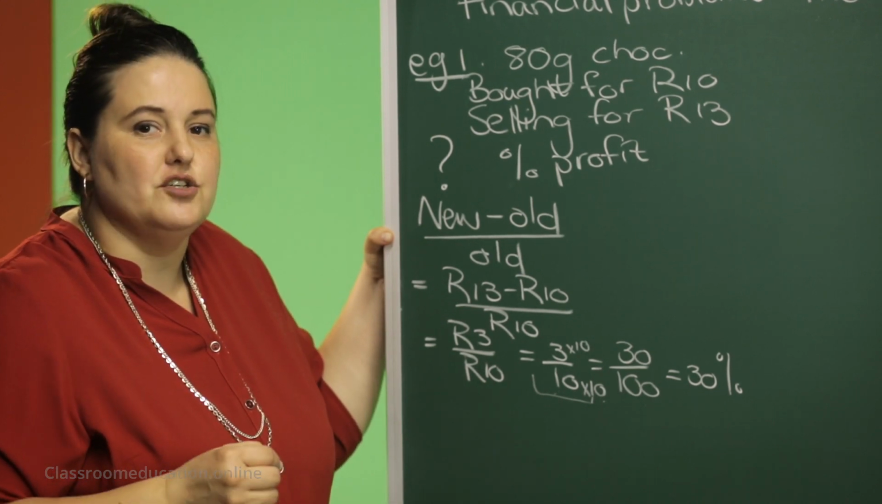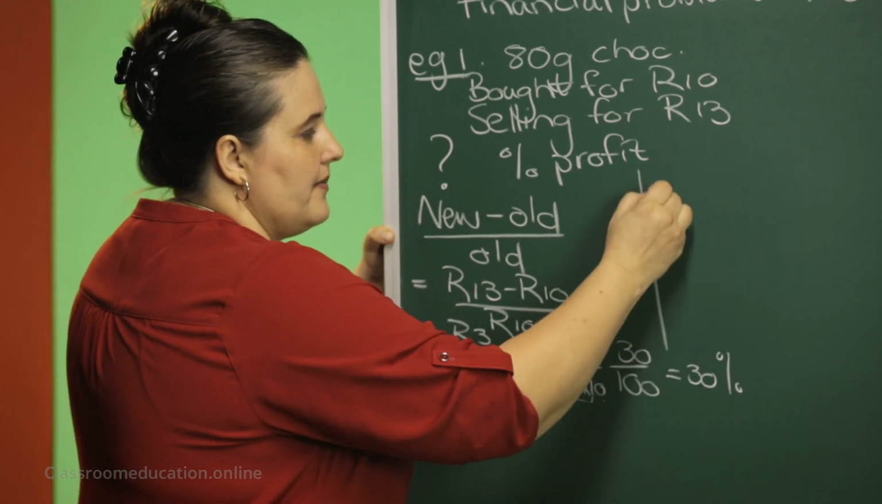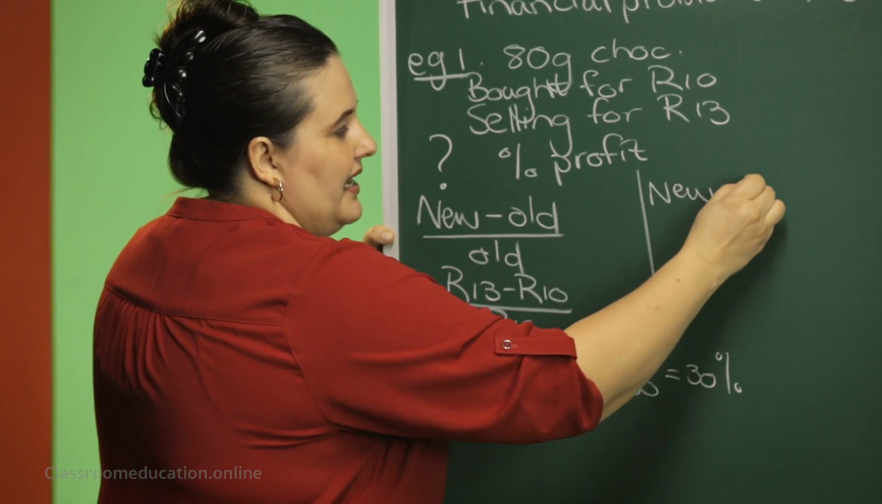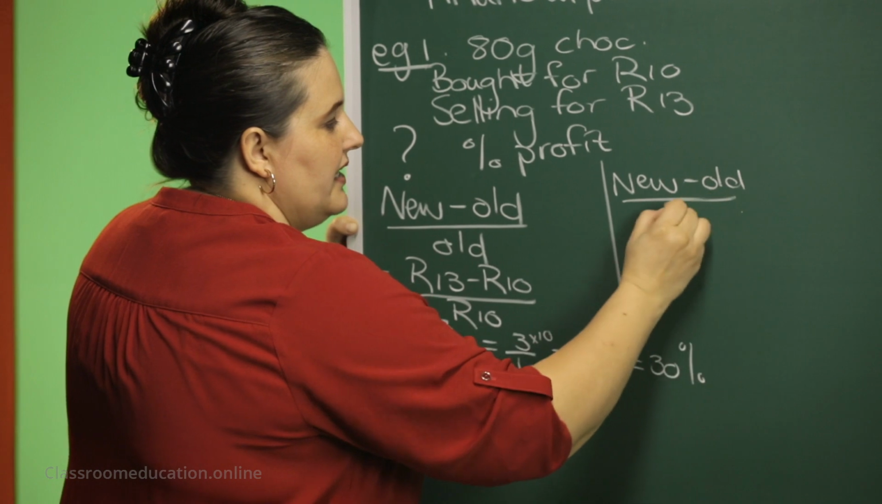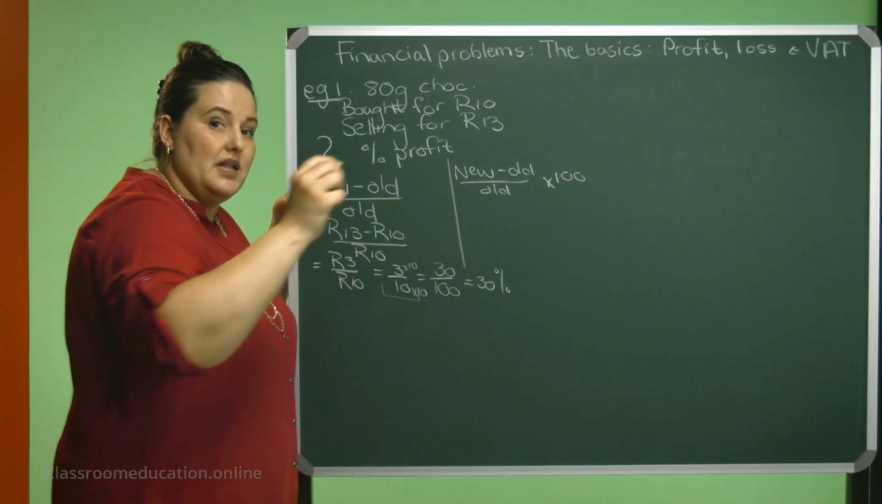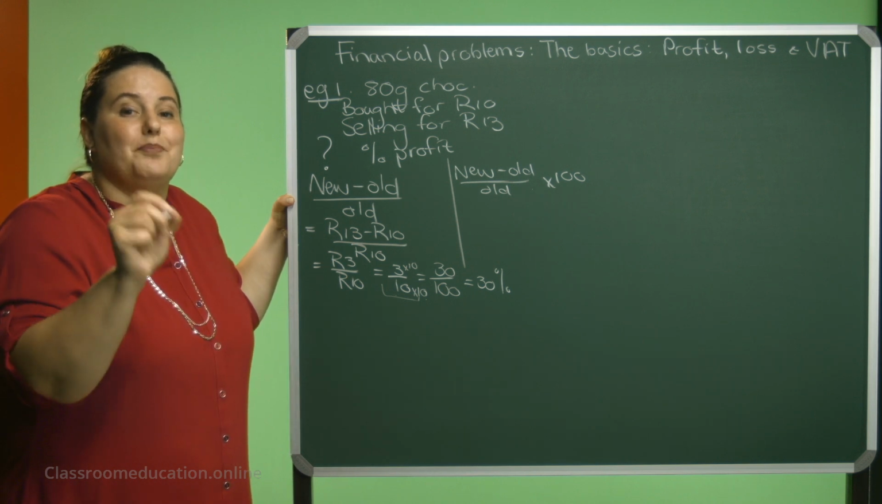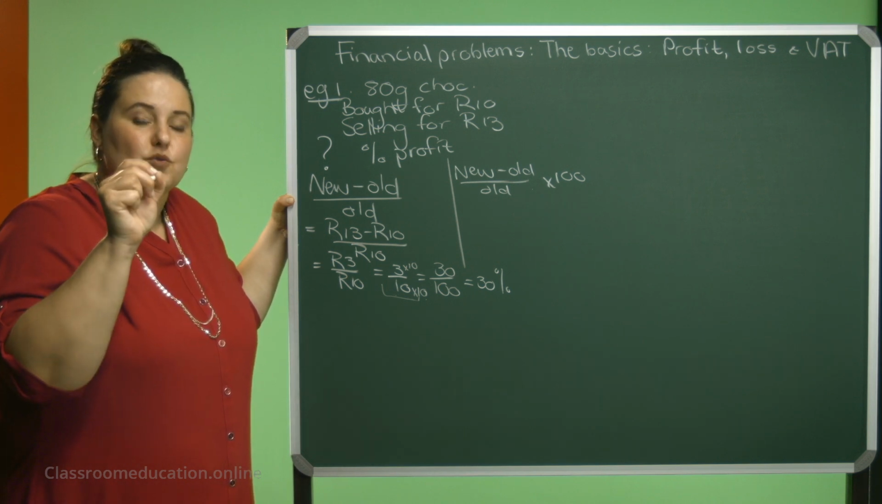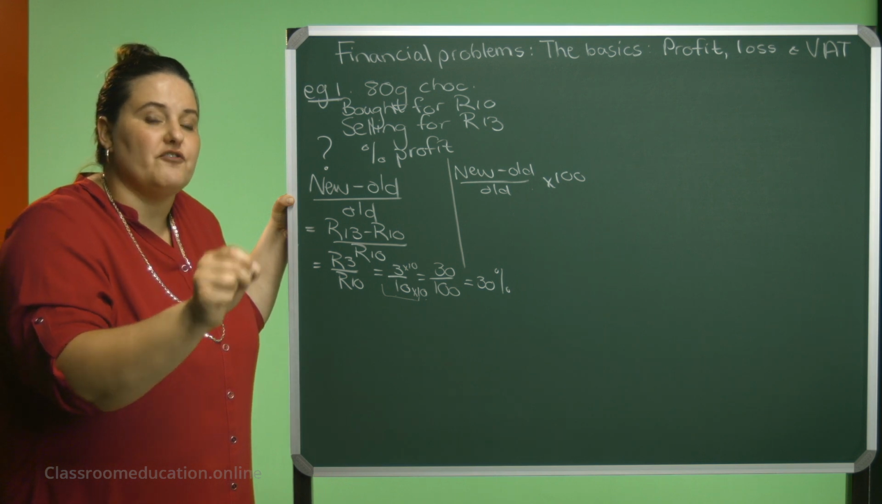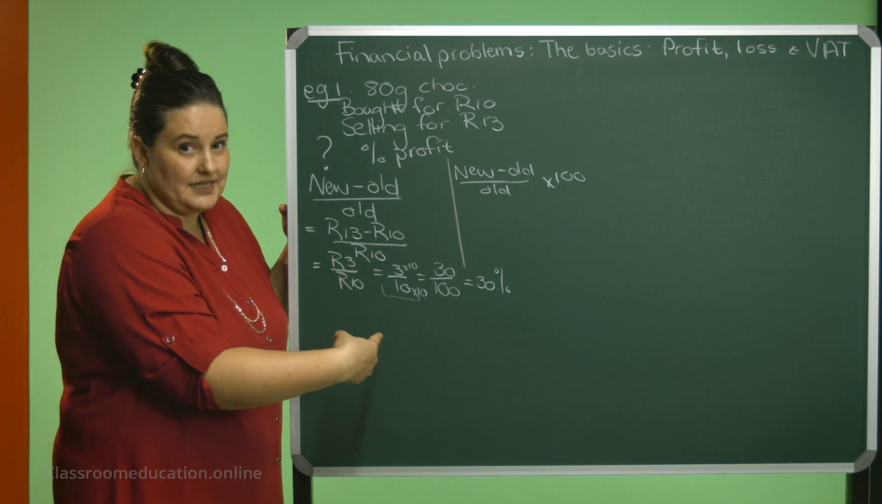You can actually do this in a shorter way. You can say the new minus the old, divided by the old, times 100. Once you multiply by 100, your answer will immediately be in terms of percentage. Then you will not do a conversion like we did here.